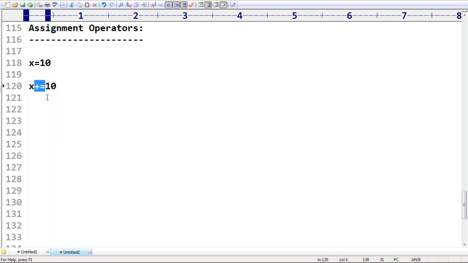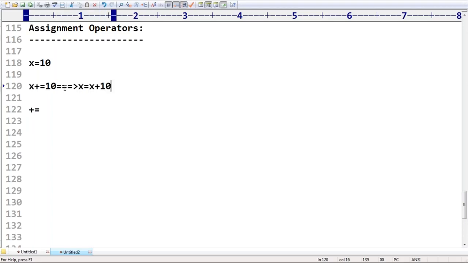So how can you do that? Here, very simple: plus equal. x += 10. What is the meaning of that? x = x + 10.